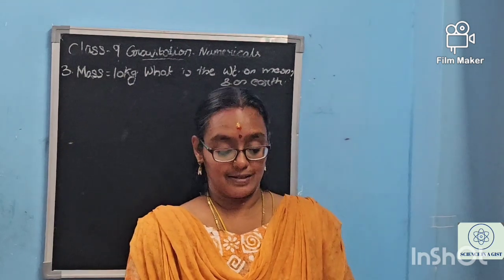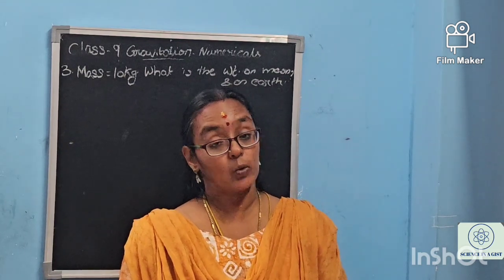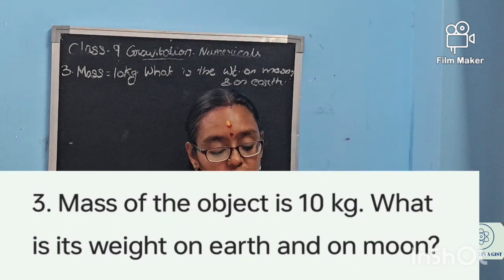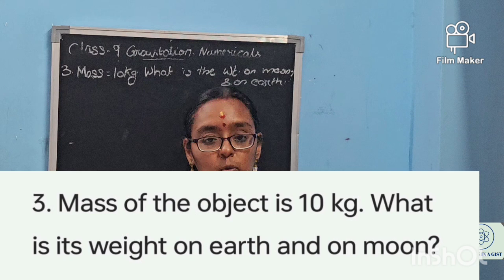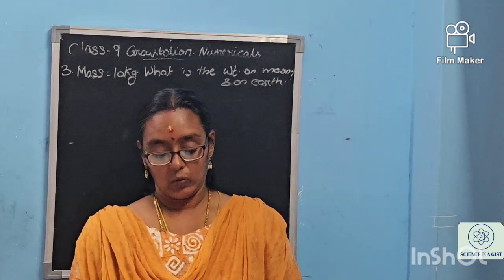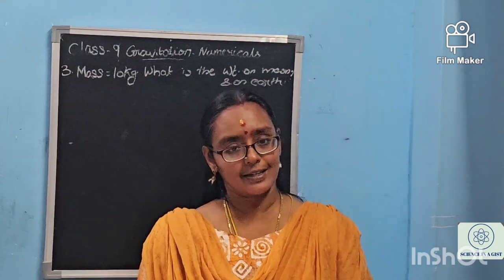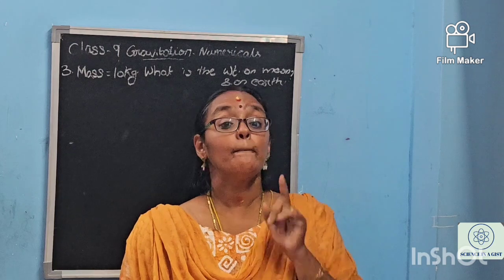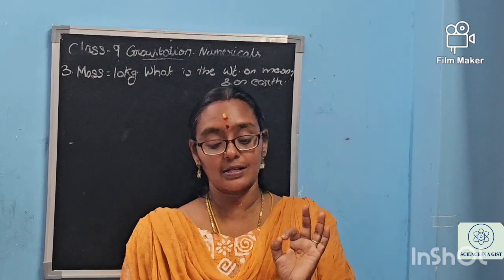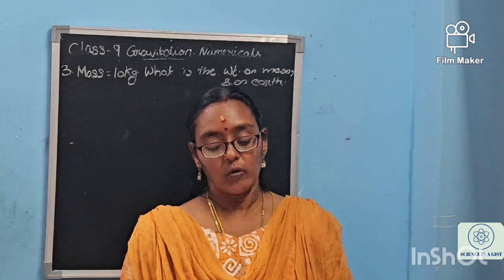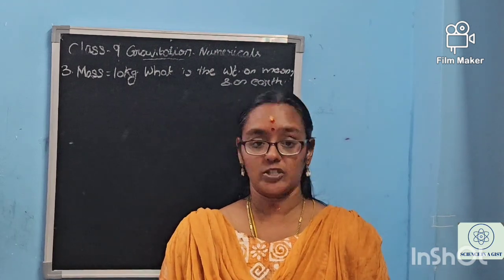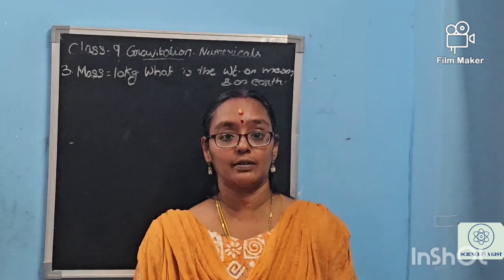The question goes like this. Mass of an object is 10 kilogram. What is the weight on Earth and on Moon? What is given? Mass has been given. Is there anything to underline? Yes. On Earth and on Moon. Mass also you have to underline. Mass is 10. So, weight on Earth and on Moon has to be underlined. So, these are the important terms.